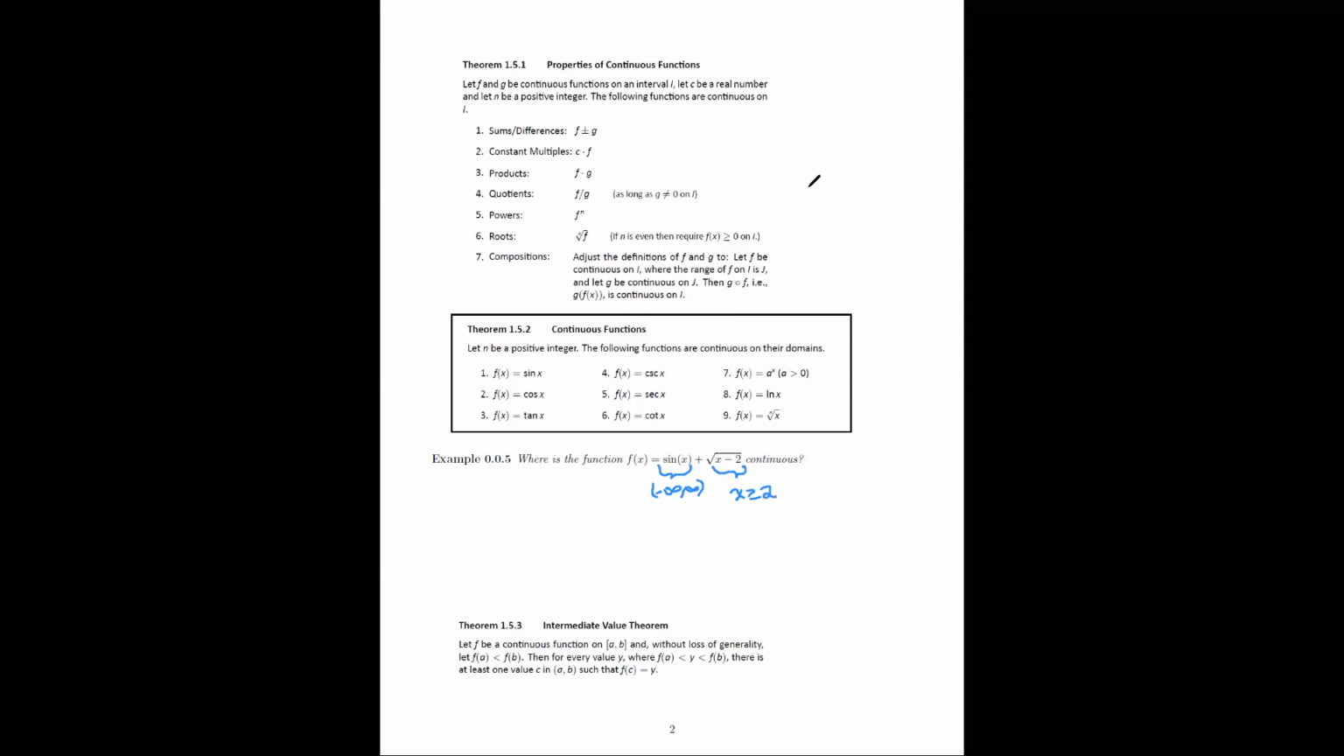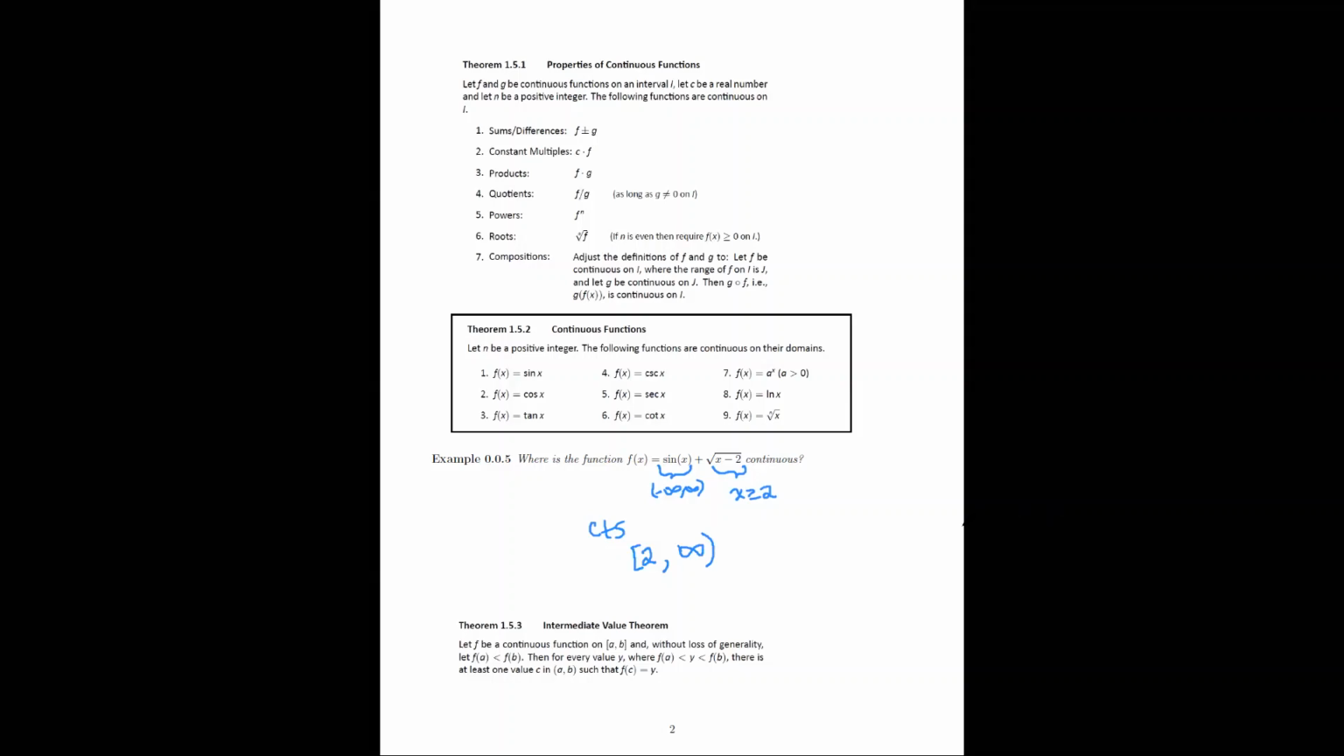And by our theorem up here, if I add two continuous functions together, still continuous. So where is this function continuous? It's continuous on, well, I can include 2, right? X can be greater than or equal to 2. So anything bigger than 2, also fine. So it's continuous on this interval.